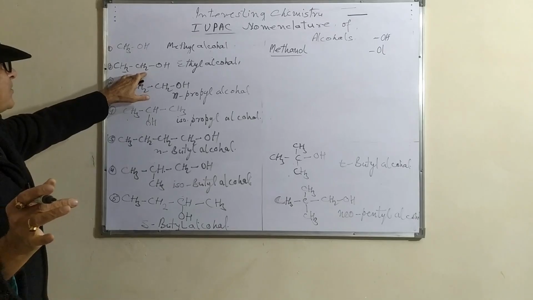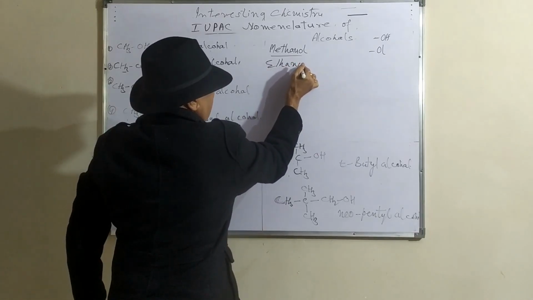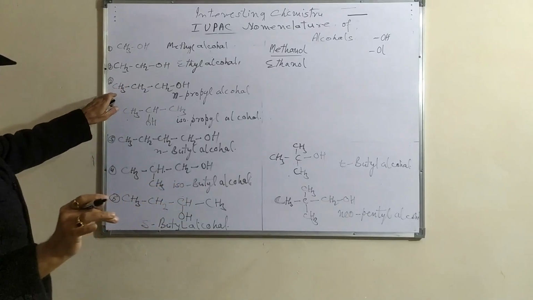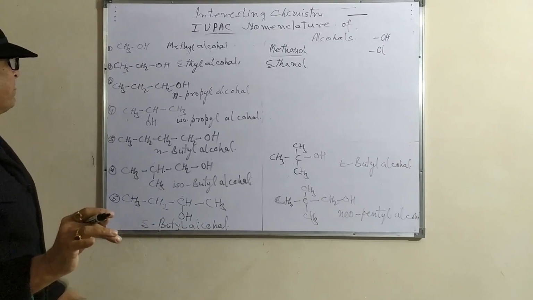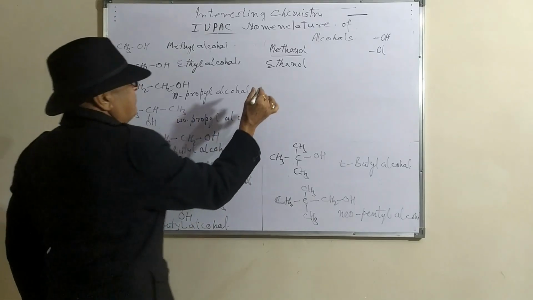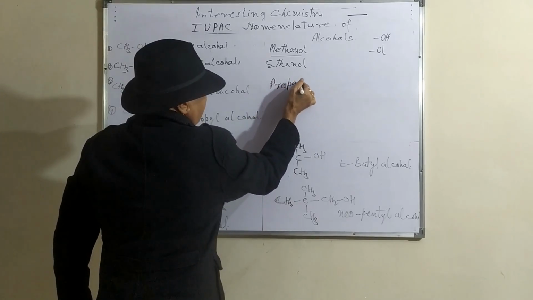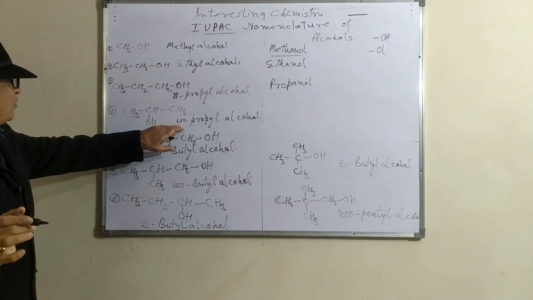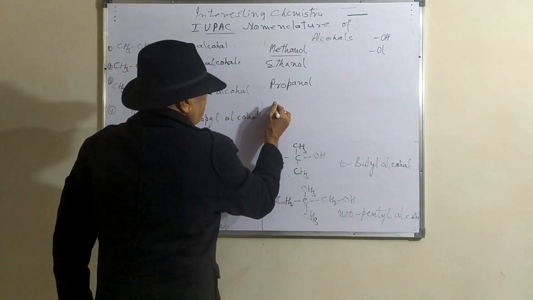Again, CH3CH2OH. Here there are two carbons, so the name of this compound will be ethanol: from ethane, the E is deleted and we get ethanol. Again, CH3CH2CH2OH, propyl alcohol. Here there are three carbons, so the name will be propanol. And this is isopropyl alcohol, CH3CHOHCH3. This is also a propanol.